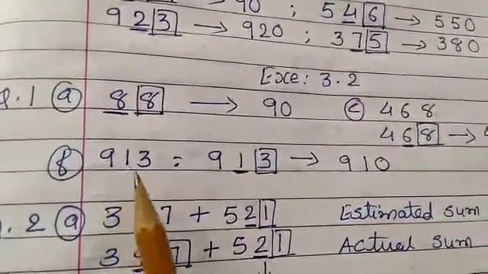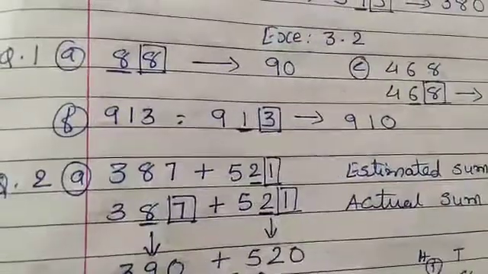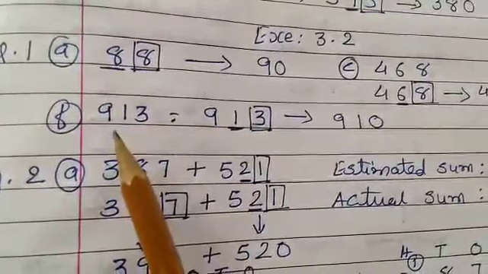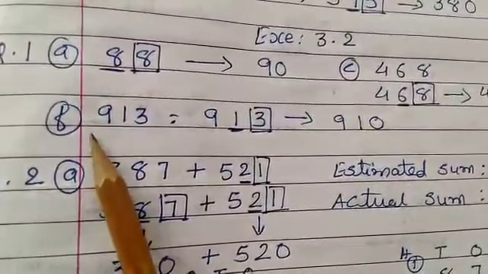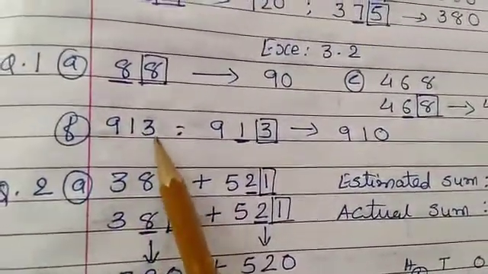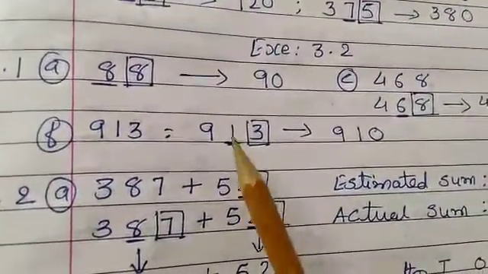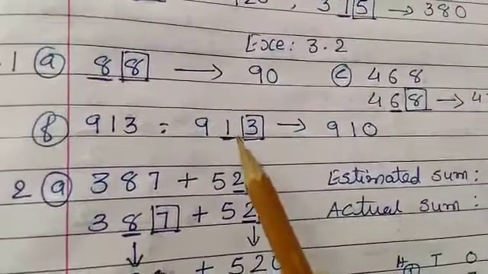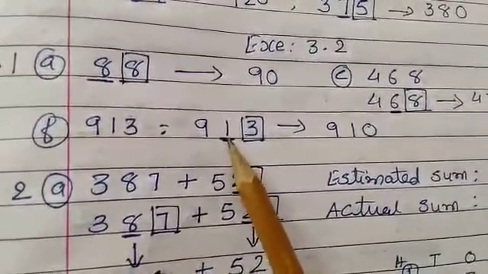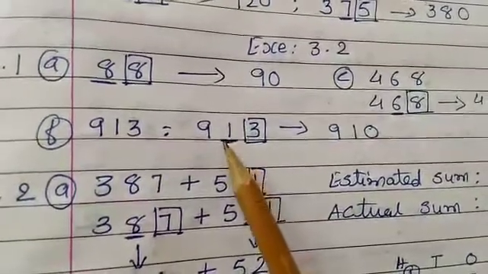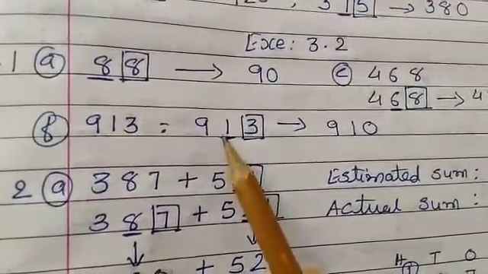D1 is your homework. Now D and E both are homework. We will do F. 913. Now this is also a 3-digit number, but we will underline the tens place because we are going to round off to the nearest tens. So the digit in the tens place we will underline.